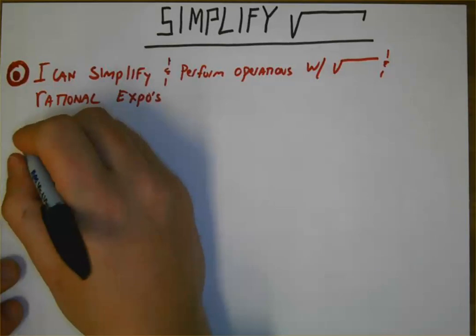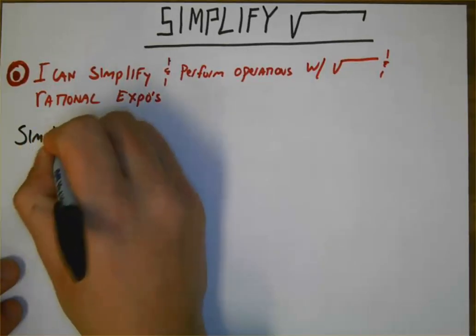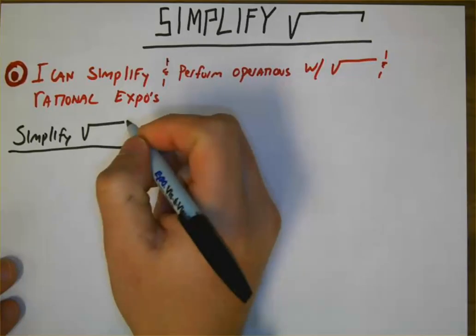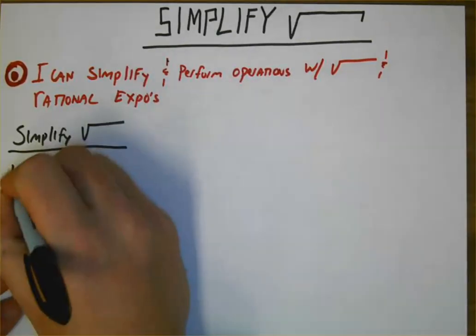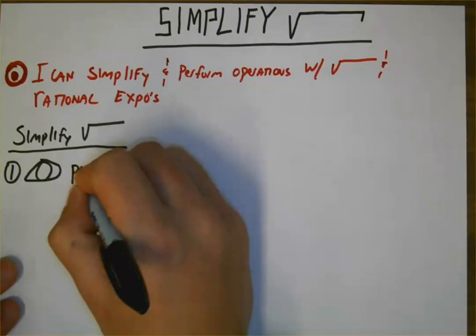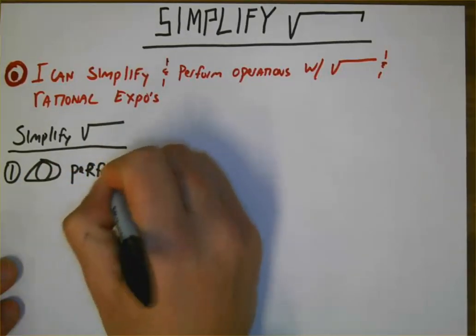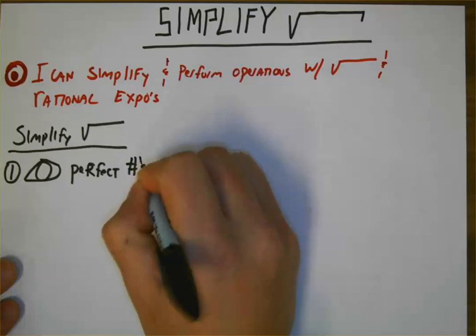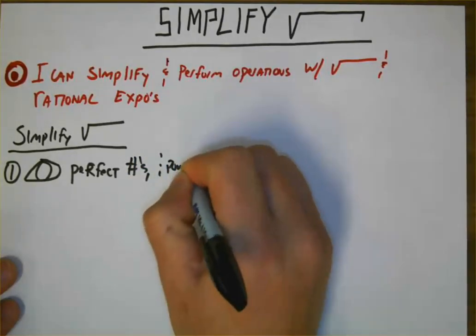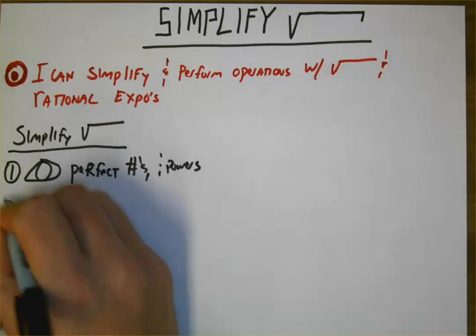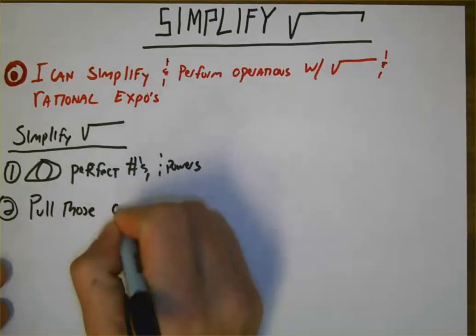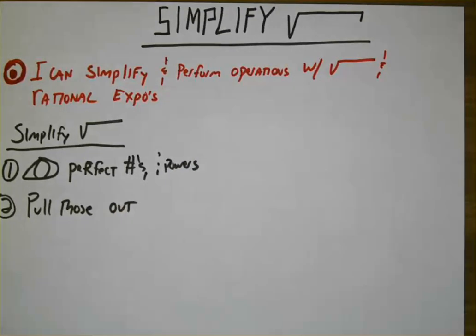So how do you simplify radicals? First thing I'm going to do is look for perfect numbers and powers. Second thing, pull those out. And that's pretty much it. I mean, it's pretty much review.